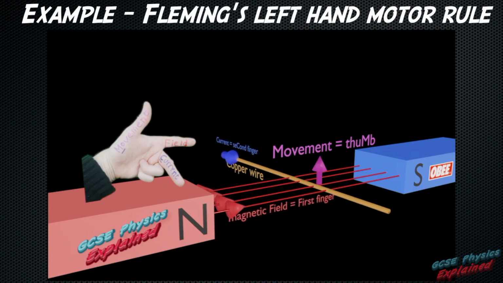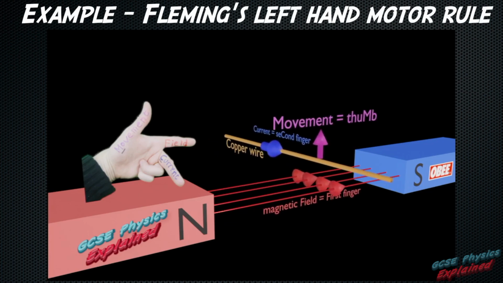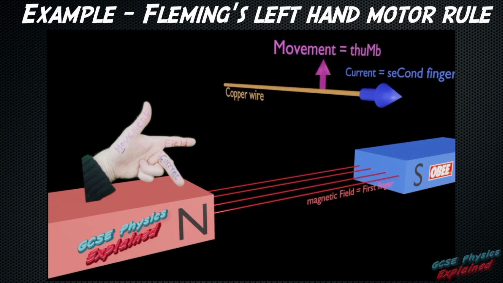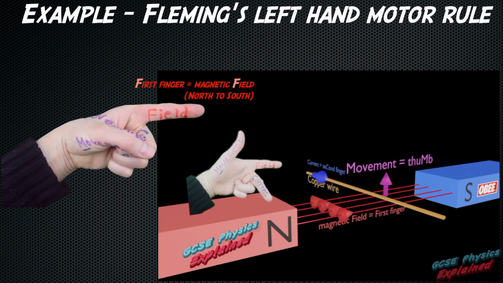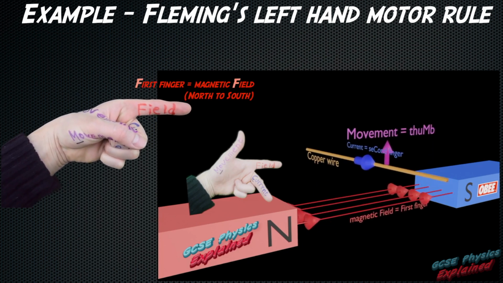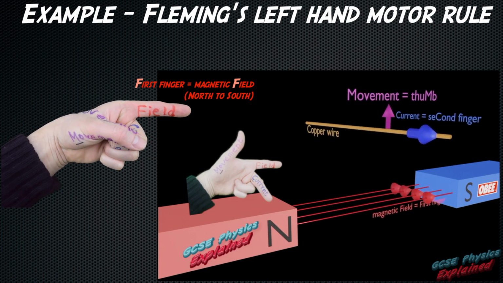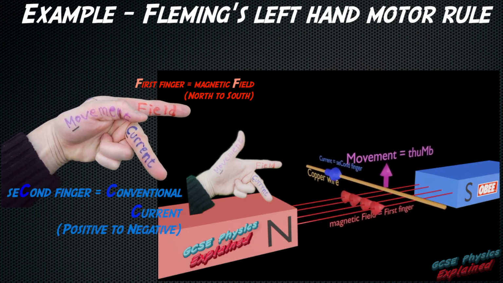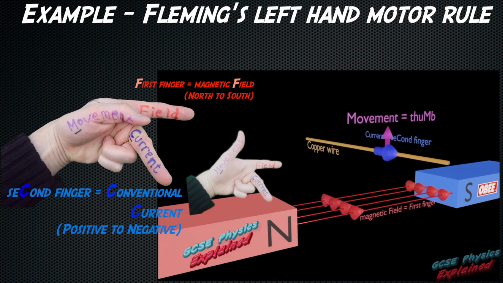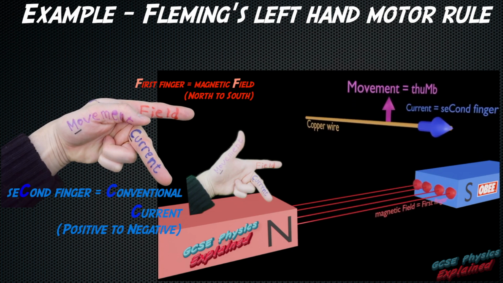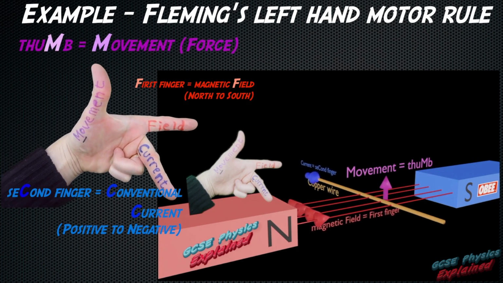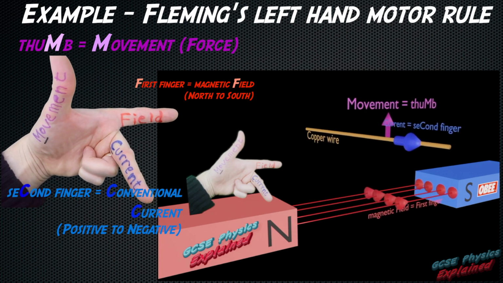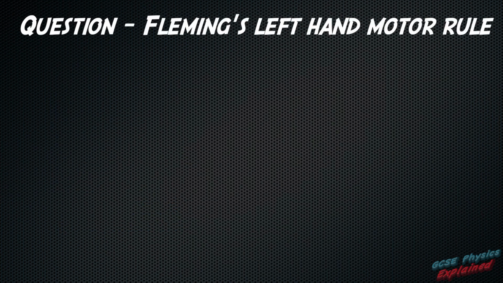Let me show you an example of how to use Fleming's left-hand motor rule to work out which way the wire will move because of the force. Point your first finger to the right, aligning with the magnetic field flowing from north to south. The conventional current is coming out of the screen, so point your second finger in the same direction, away from the screen. This leaves your thumb pointing upwards, so that means the force is going to make the wire move upwards.